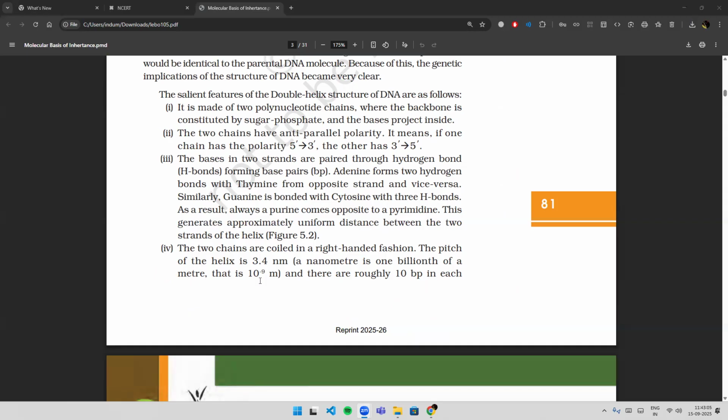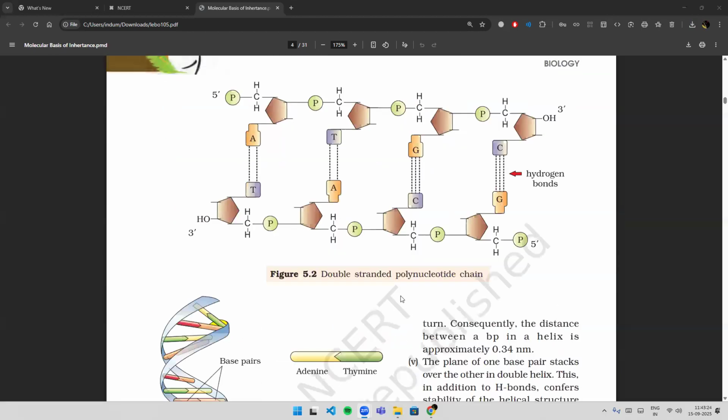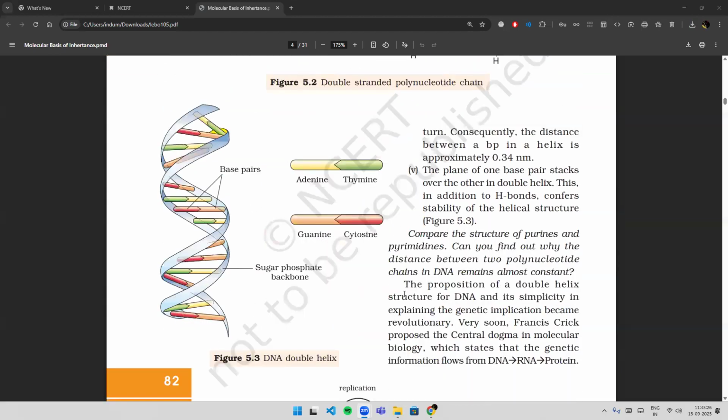Figure 5.2. Number 4. The two chains are coiled in a right-handed fashion. The pitch of the helix is 3.4 nm. A nanometer is 1 billionth of a meter, that is 10 to the power minus 9 meters, and there are roughly 10 base pairs in each turn. Consequently, the distance between a base pair in a helix is approximately 0.34 nanometer.